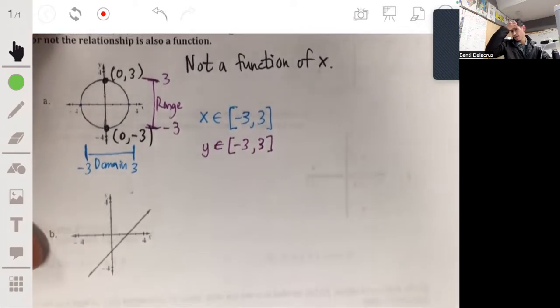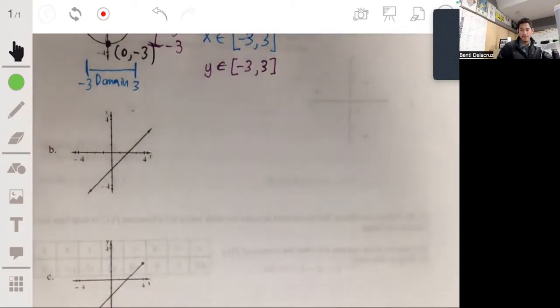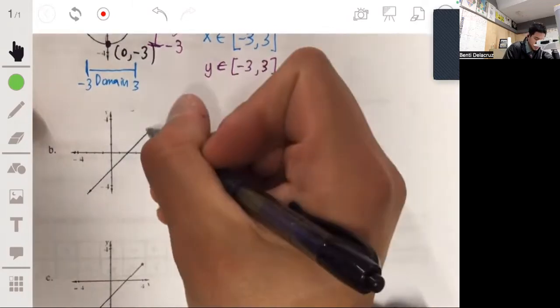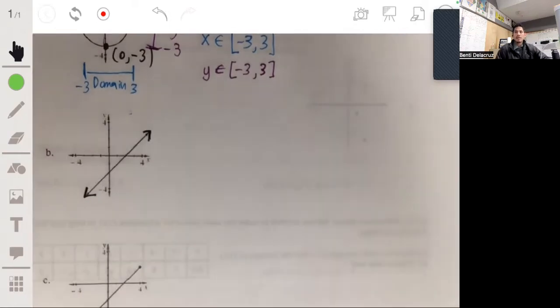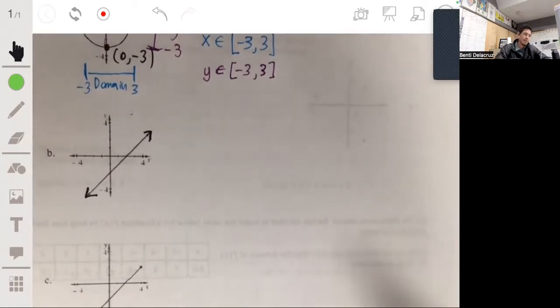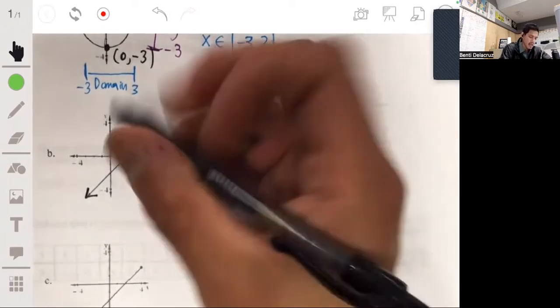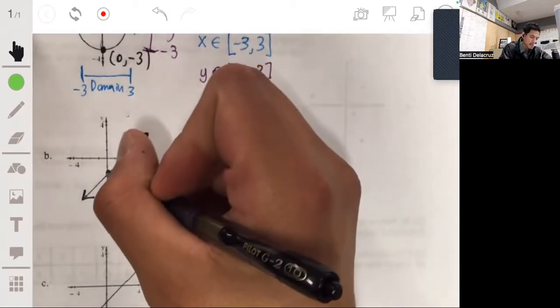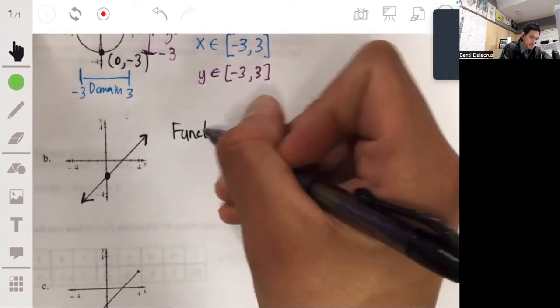All right, the next one we have this linear graph. And these arrows, these are supposed to be arrows showing that it's going infinitely in that direction, that direction. And since we have a linear graph, that's slanted, this would be a function of x because there aren't any x values that have multiple y values assigned to them. So function of x.